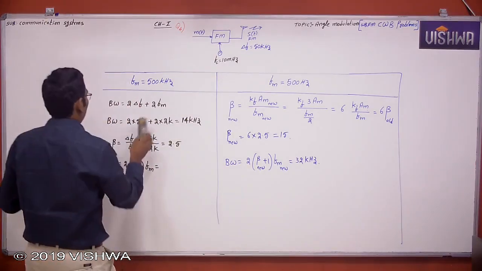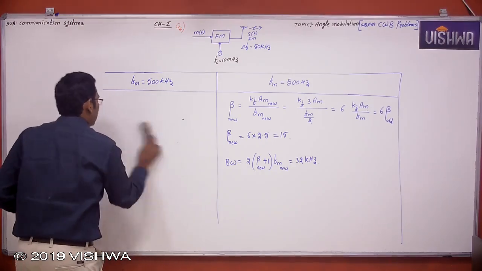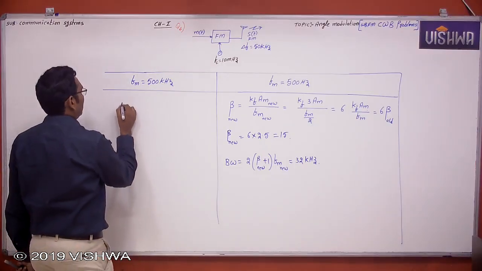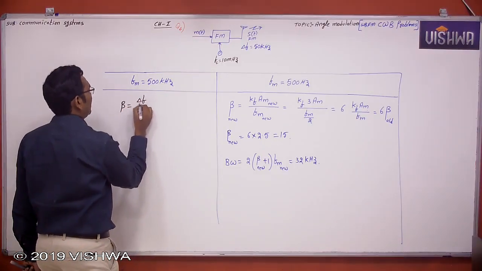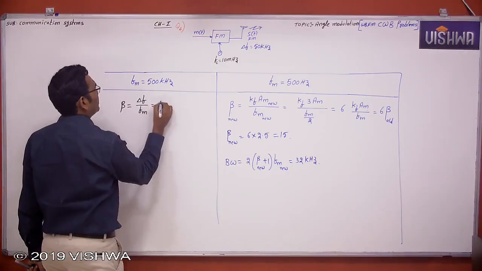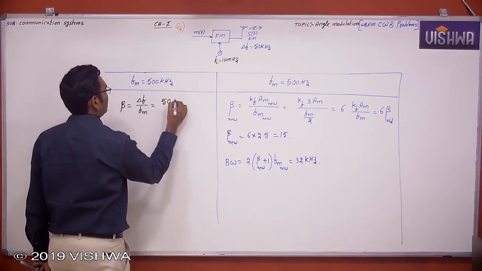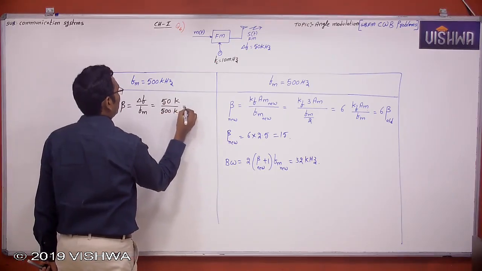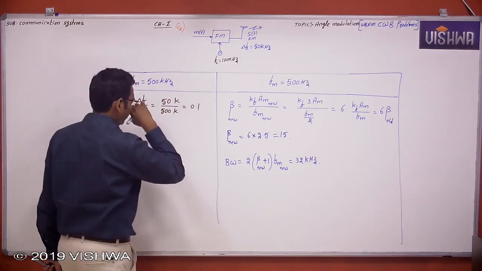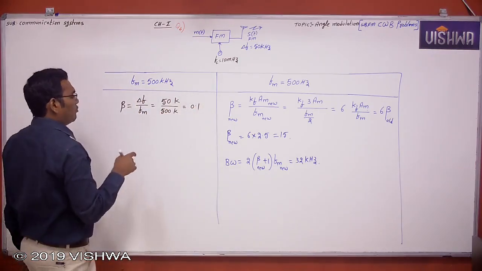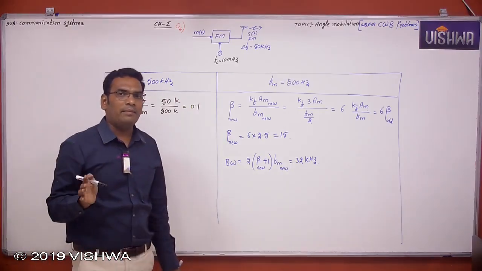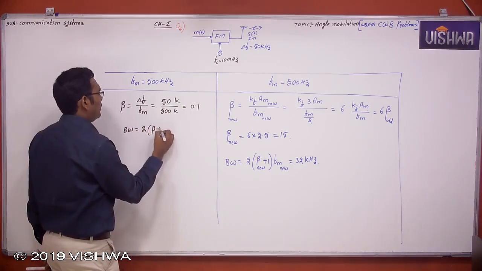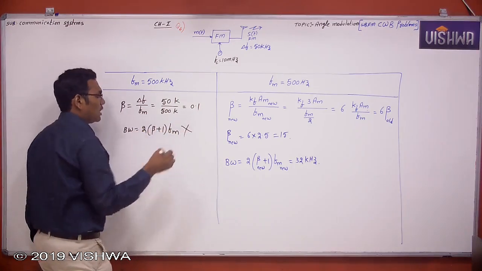Now see here. If you want to calculate the bandwidth, first find the modulation index beta. The modulation index beta is equal to delta F by Fm, which is 50 kilo by 500 kilo, which is equal to 0.1. Now, most of the students make the mistake that when beta equals 0.1, they immediately write 2 into beta plus 1 into Fm. That is a 100% wrong answer.